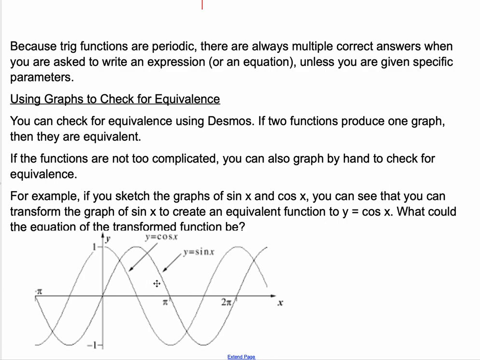So if I want to move this graph to be on top of that one, I have to go that way pi by 2 units, or radians, along the x-axis. To state that as equivalent expressions, I would say that cos x is equal to sine x plus pi by 2. Okay? So that would be one equation.